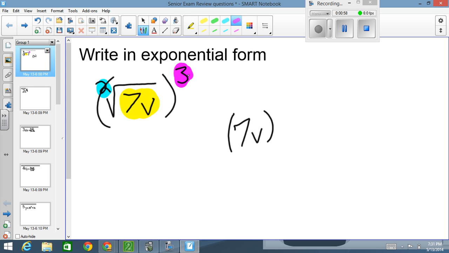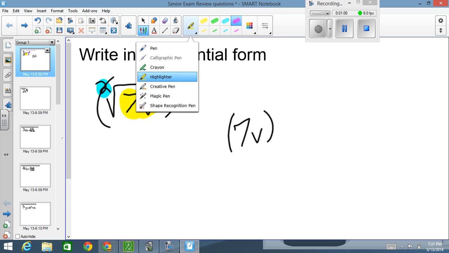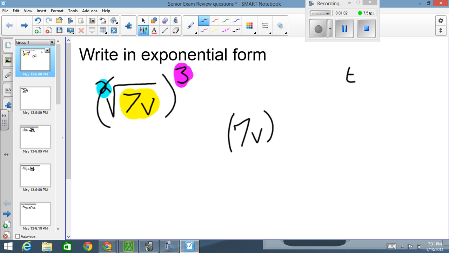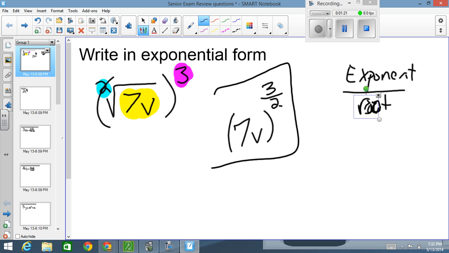Well, the way I do that is I simply look at this and say, okay, I'm going to take my exponent, whatever it is, and I'm going to put it over my root. And in this case, my exponent is 3, my root is 2, and that is my exponential form.